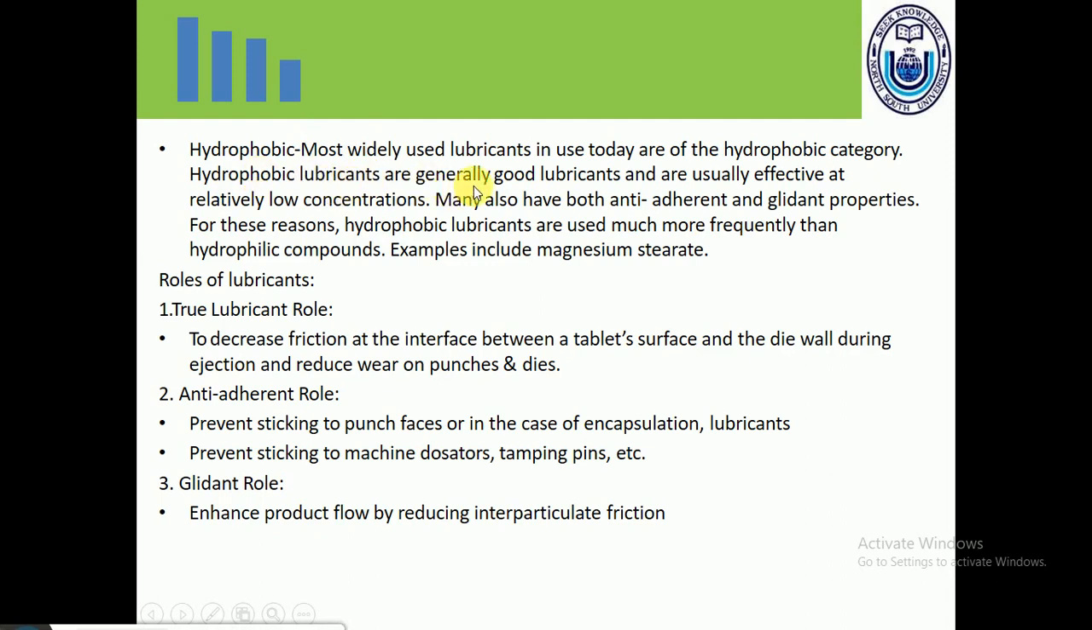Hydrophobic lubricants are generally good lubricants and they are usually effective at relatively low concentrations. Many also have both anti-adherent and glidant properties. For these reasons, hydrophobic lubricants are used much more frequently than hydrophilic compounds. For example, magnesium stearate is a good example.